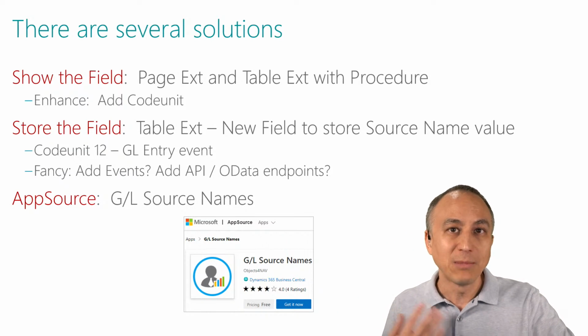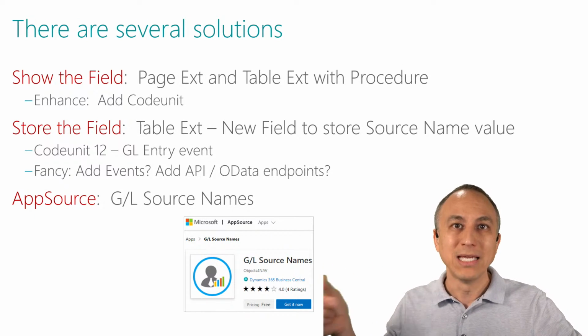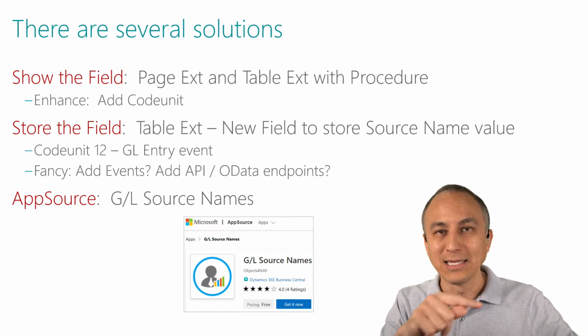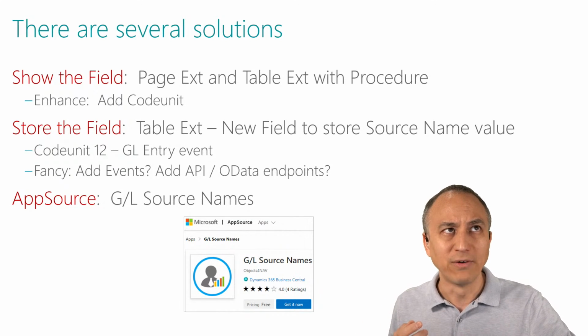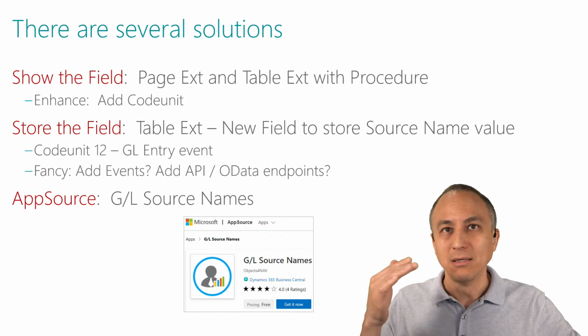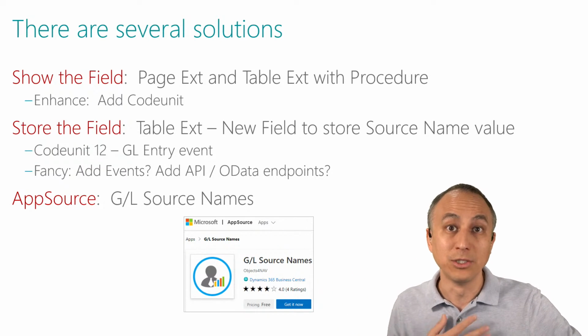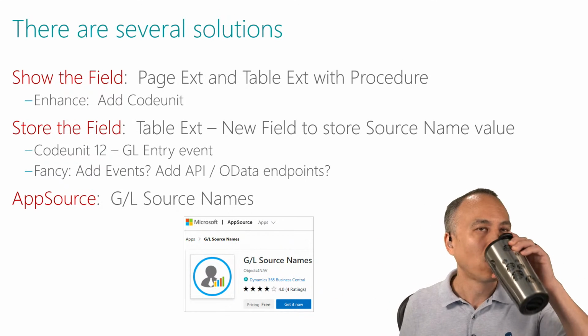And in the Dynamics GP world, the equivalent of source name is stored with the general ledger transaction. So I can go back and I can see the name related to that. I'm pretty sure I can, if I recall correctly. So that's built into GP, and this really isn't something that has to be customized in the GP world. So it required some thought for me to figure this out.